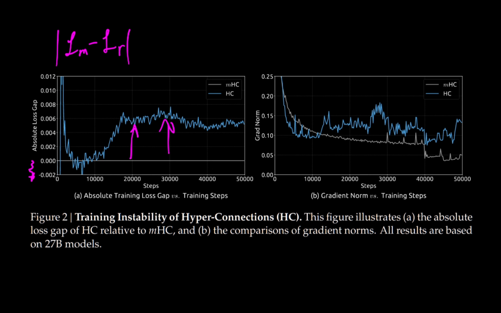Another thing that shows that HC is not as stable as we want is the grad norm, which is the magnitude of the gradient, which again shows how stable our model is. Basically, HC lets the gradient be multiplied by arbitrary matrices, and mHC forces it to behave like an identity on average.